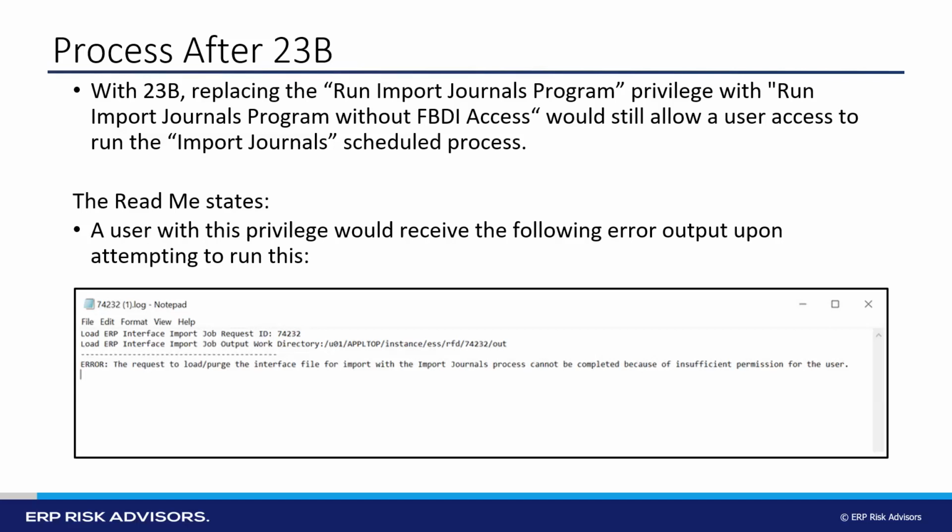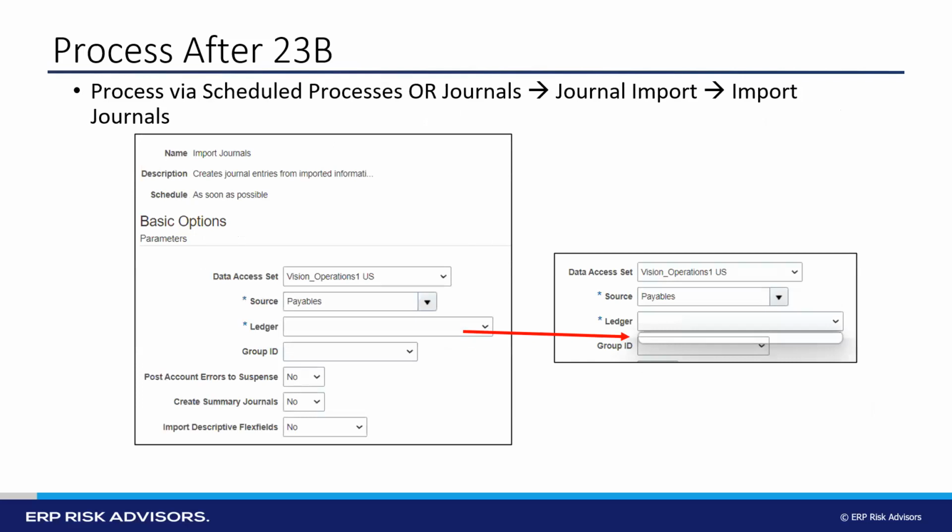She did quite a bit of testing, and the new privilege still allows the user the ability to select the import journal process from the scheduled process. But let's look at the next slide, I think, for a little more detail. So the new privilege, run import journals program without FBDI access, will allow a user to access the import journal program from either the scheduled process area or from the journals area in the GL. It will allow a user to enter the source, selecting the list of values, with the ability to choose a source that isn't subject to the journal approval workflow.